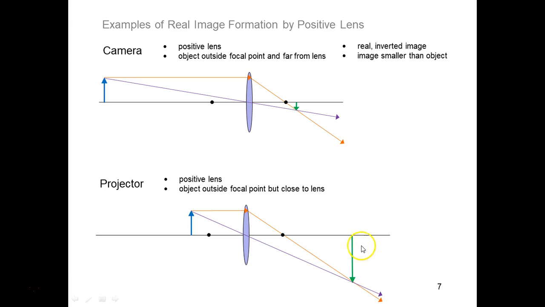Is it inverted or non-inverted? Compared to the object, it's inverted. Is it bigger than or smaller than the object? If we look at its lateral dimension, it's definitely bigger. So there you go. That's the projector. And this is how a simple projector lens would work.